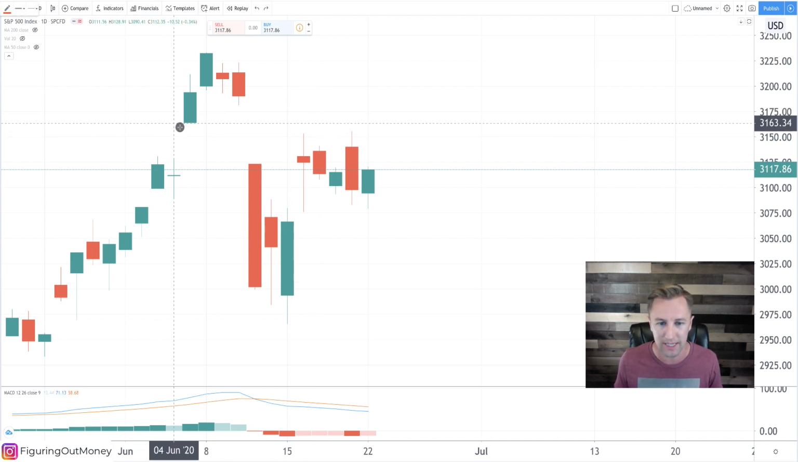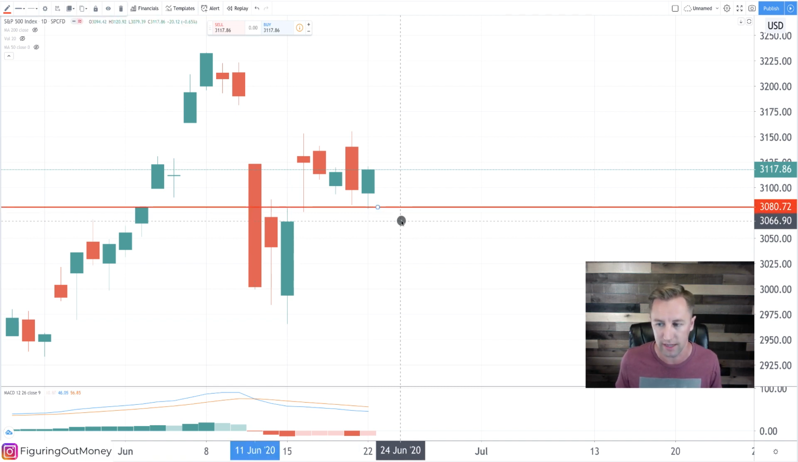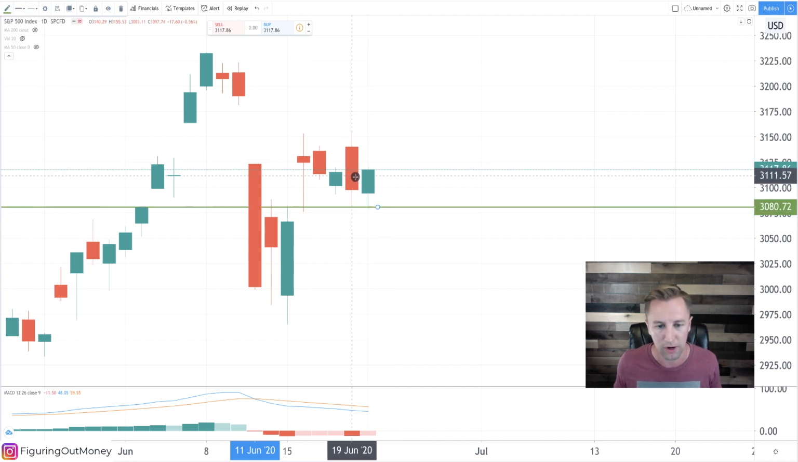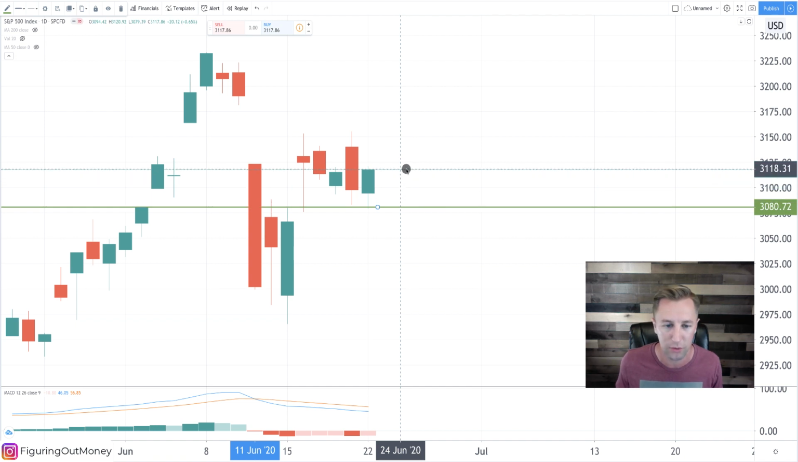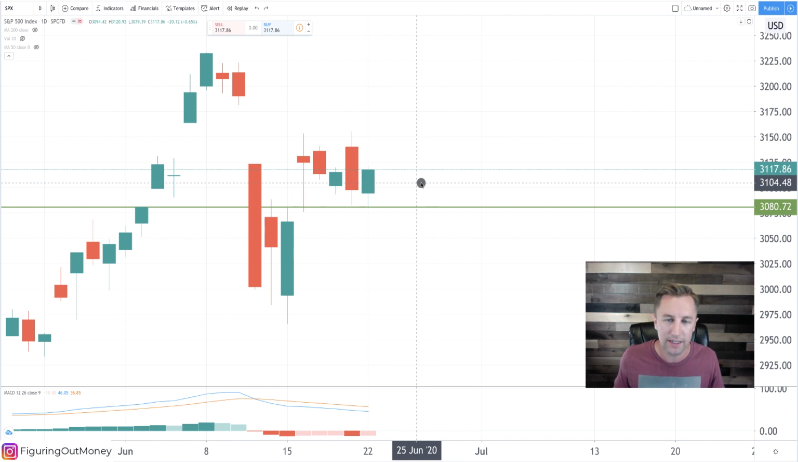Another thing that makes me think it's a piercing pattern is because it happened to do so at a very interesting level of support, that 30.80 that we're kind of talking about. Let's make that green. So the price gapped down, came down, touched the support, and then worked itself pretty much throughout the rest of the day up to this level. Typically what that means is there's a reversal in market sentiment.